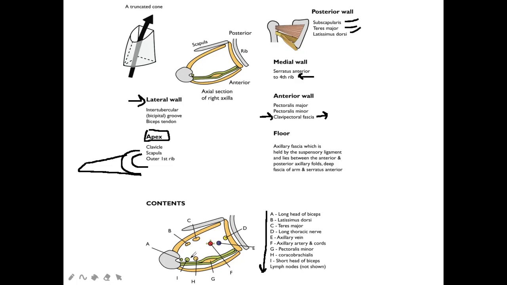Then we have a muscle at this point, which is the coracobrachialis, and then the short head of the biceps, and then numerous lymph nodes that we find in these regions that we'll discuss later on. So that's it from the apex to the medial wall, to the lateral wall, to the anterior wall, the posterior wall, and the floor of the axilla.